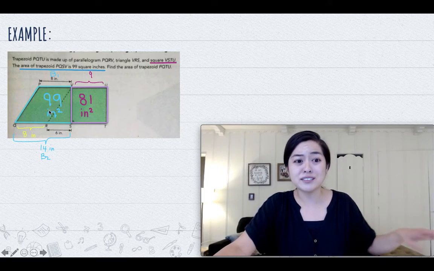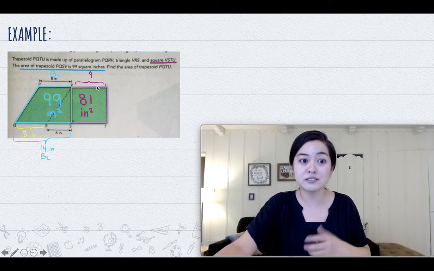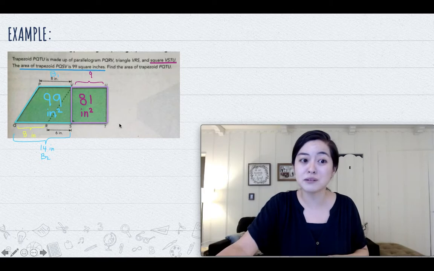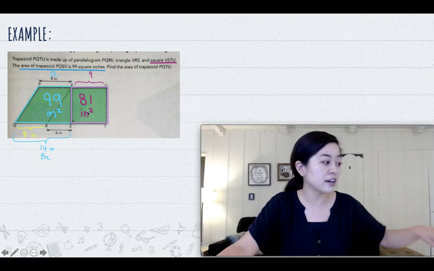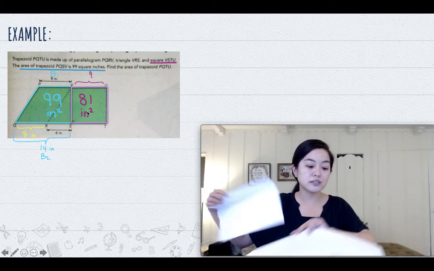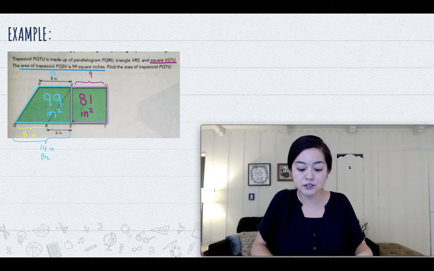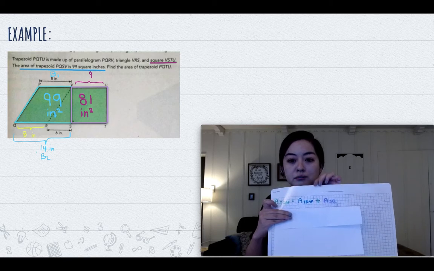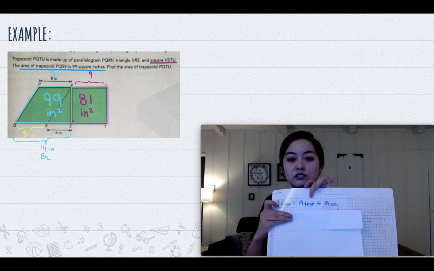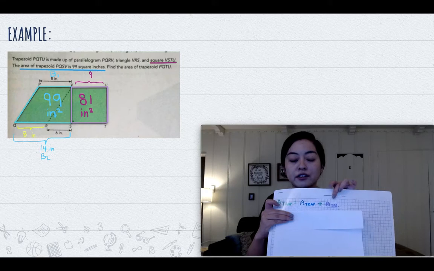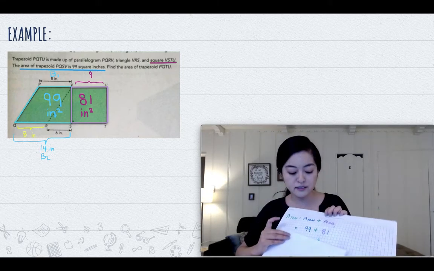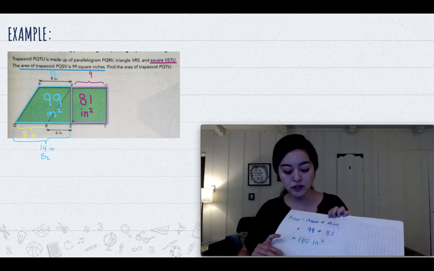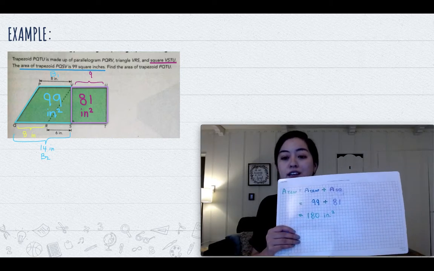But it's actually just a simple addition sentence, because this larger trapezoid is a composite polygon made up of two smaller polygons over here. And I think you already know what to do. The area of this big trapezoid is the area of the smaller trapezoid plus the area of the square, and that is equal to 99 plus 81, which is equal to 180 square inches.